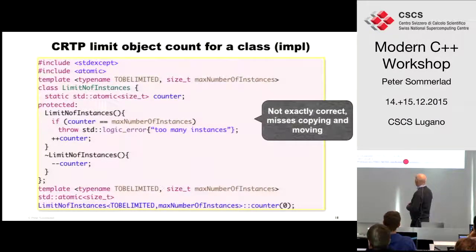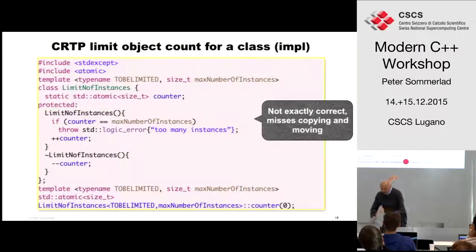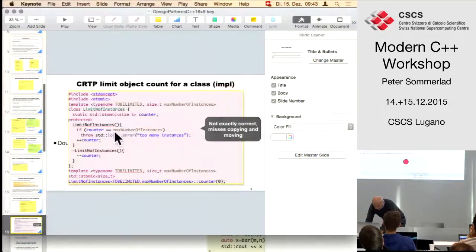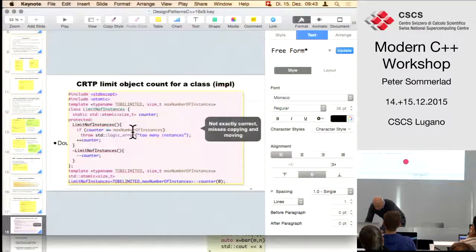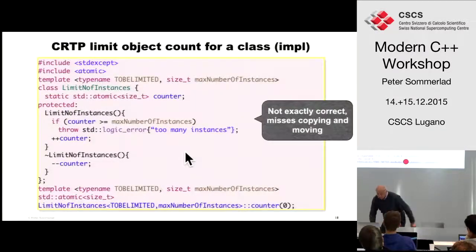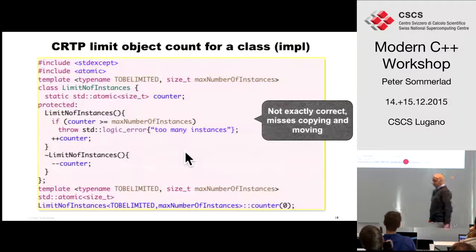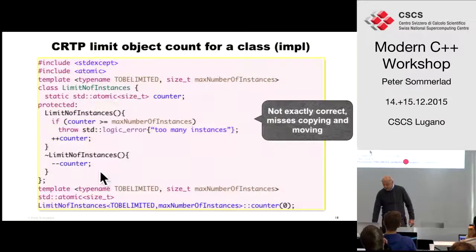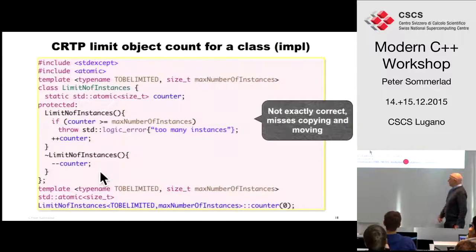And there's another bug in that piece of code. It should be greater or equal to max number of instances. It's correct in my implementation, but not on that slide, sorry. I'll just fix it, not to confuse you. So whenever the counter is too big, we throw the logic error. Otherwise, everything seems to be fine. We increase the counter, and whenever one of our subclass objects is destroyed, we reduce the counter.